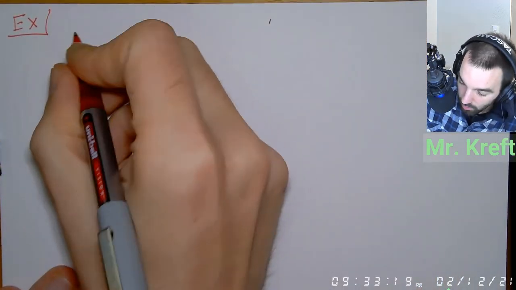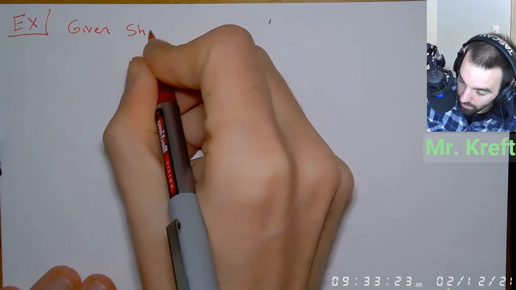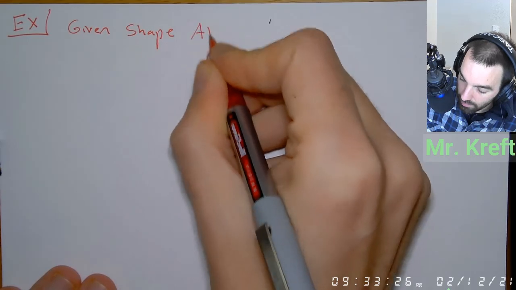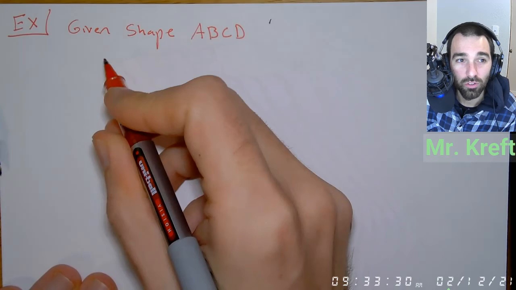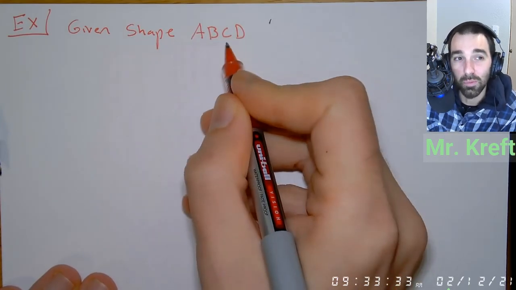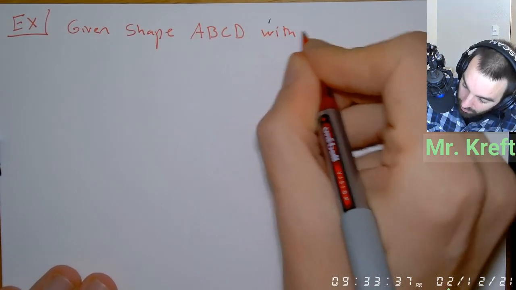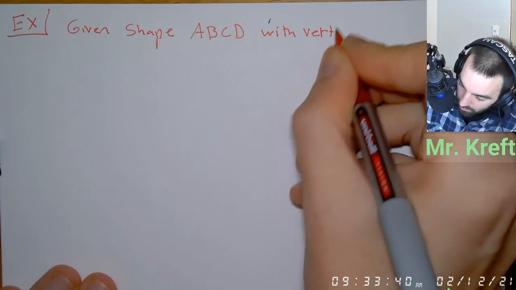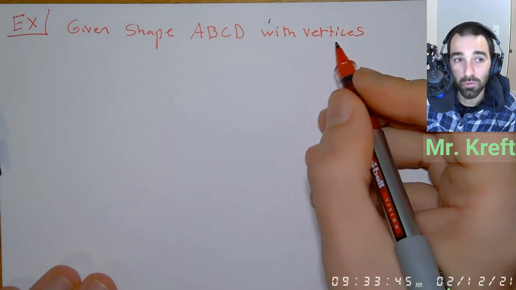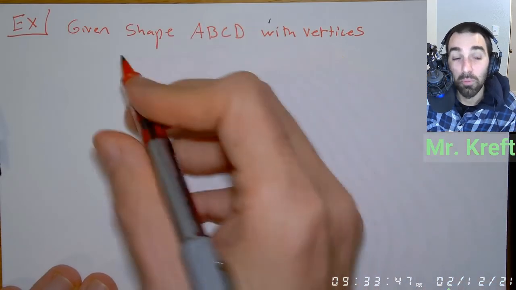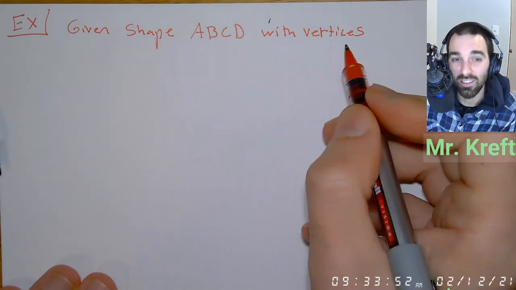So let's say, given shape A, B, C, D. So this one isn't a triangle because it has 4 points. So given a shape with 4 points, that's basically what this is saying. A, B, C, and D with vertices. And if you forgot what the word vertices meant, vertices is just a fancy word for point. Okay? So what it's saying in plain English is given shape ABCD with points.